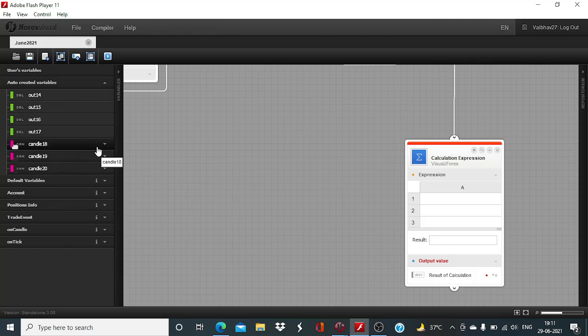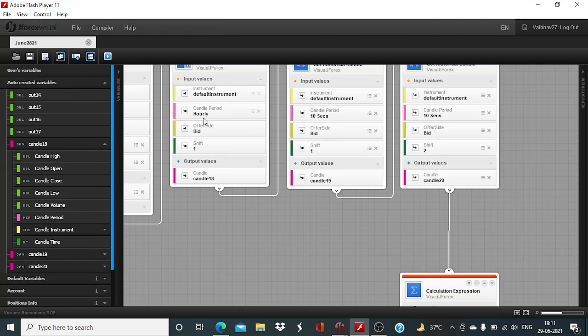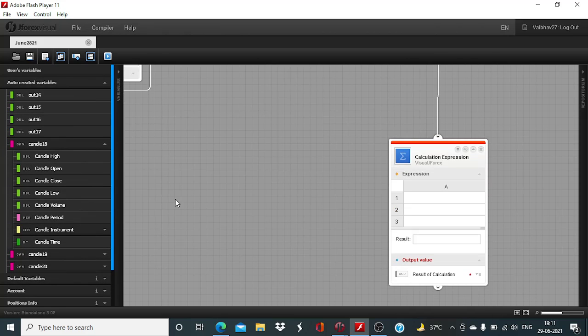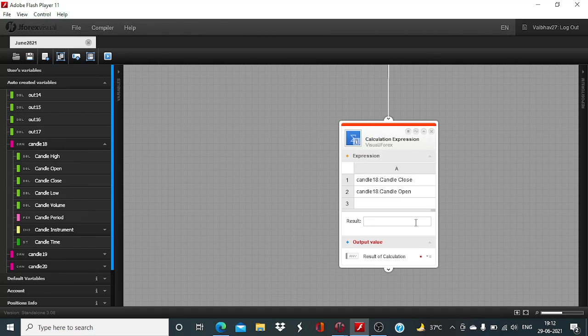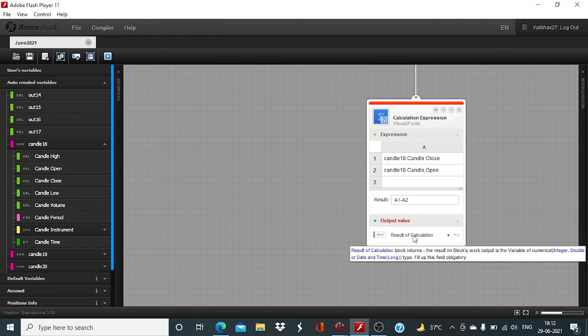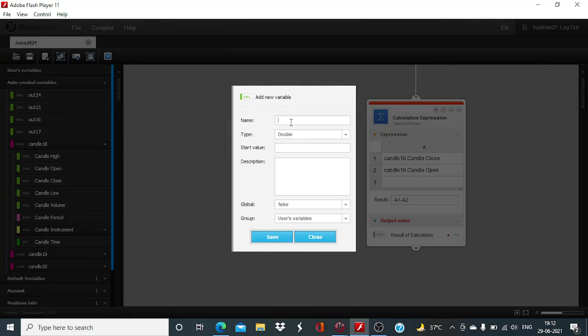Auto created variable candle 18. Candle 18 is the last hourly candle with the look back period of 1. We take its close and deduct its opening price, and it is going to be A1 minus A2, and this will be the difference.